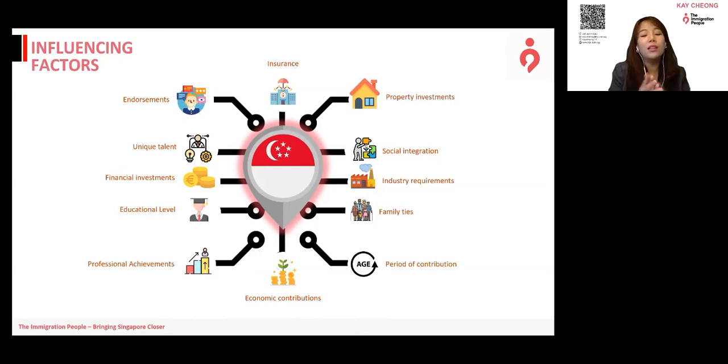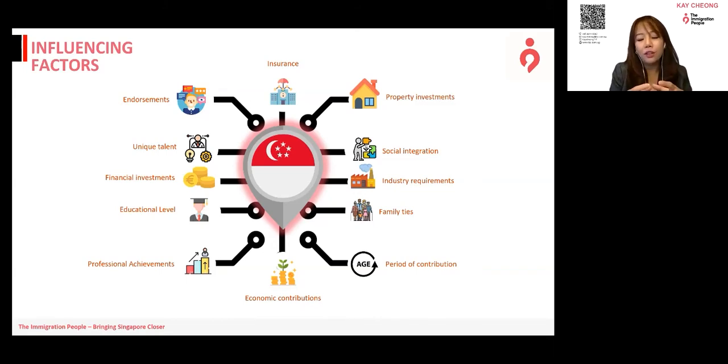Right, next one, unique talent. Unique talent, this is not common. Unless you're telling me that you have certain talents in terms of sports, for example, very competitive, you can swim faster than Joseph Schooling. Then I can showcase this, that you can actually represent the Singapore national team. So this sort of unique talent. All right, so next I'm going to go to financial investments.